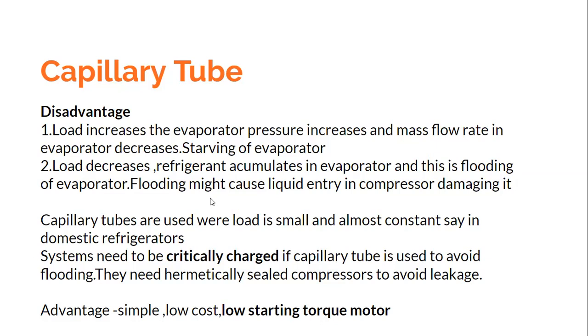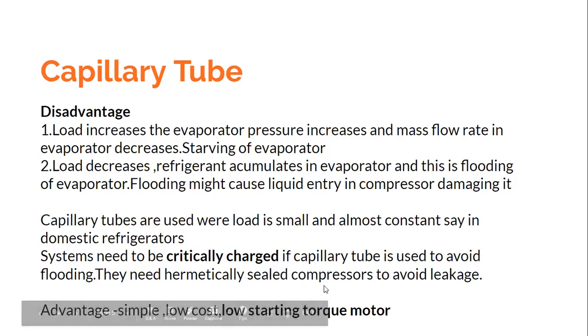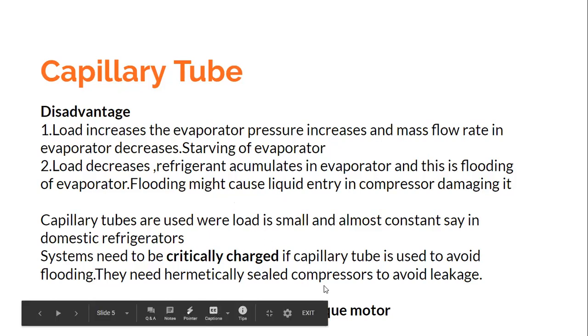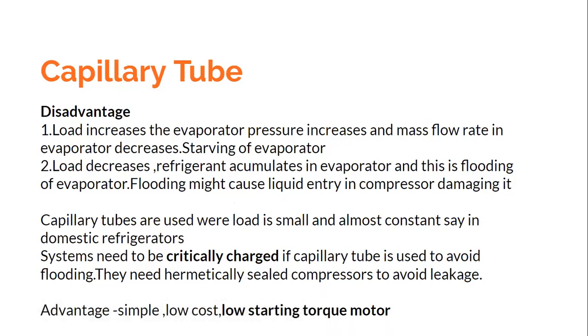and that is in response to load changes. What is done is, in order to avoid the flooding, in these systems where the capillary tubes are used, for example, a domestic refrigerator, we use two things. One is we use a hermetically sealed compressor, and second is we charge those systems critically. Critically means the amount of refrigerant in the evaporator is such that even when the refrigerant floods, the refrigerant would not enter the compressor.